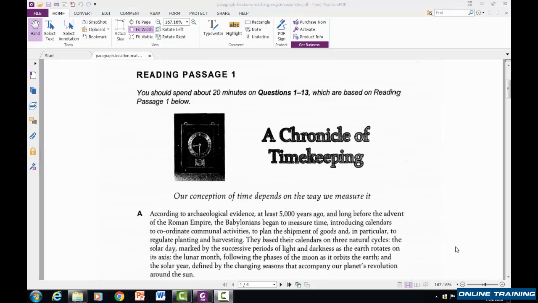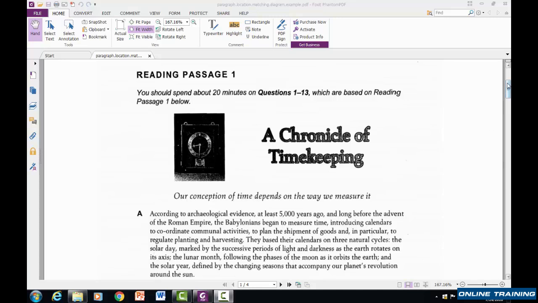If you want to, you can actually stop the lecture right now and go to Cambridge book 8, reading passage 1, and try to do the questions before I go through it, and then be able to check your answers that way. So I think that's a great way to use this book and to be able to work with us.